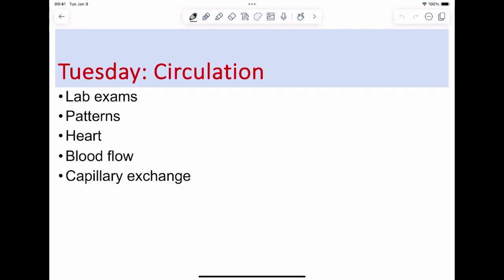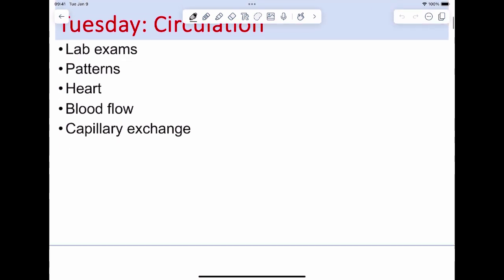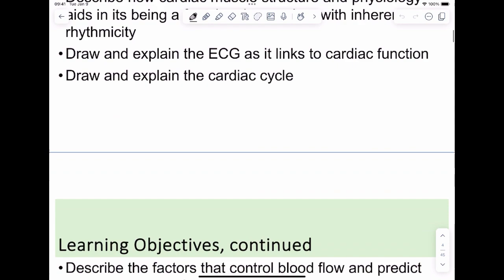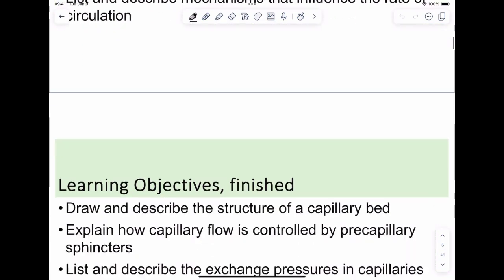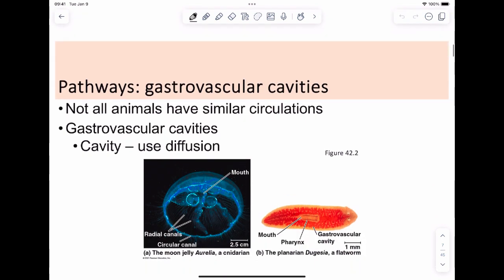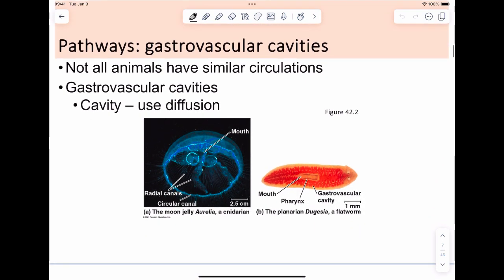I have your lab exams. High score was a 94 or 95. Lowest score was in the C's. Why? Because you're welcome. I was nice. I just need to enter the scores in, and then I can give them back to you. Last semester, this took 3 days. I'm going to try and do it faster because we're missing a day.